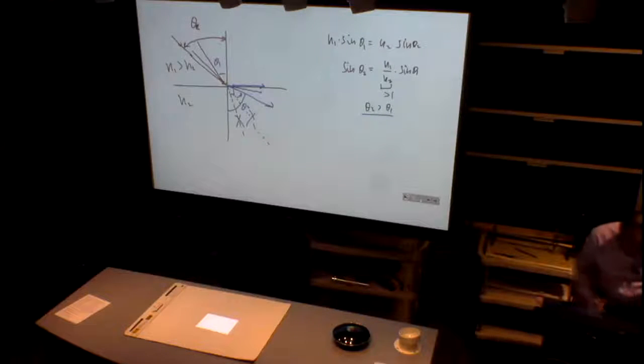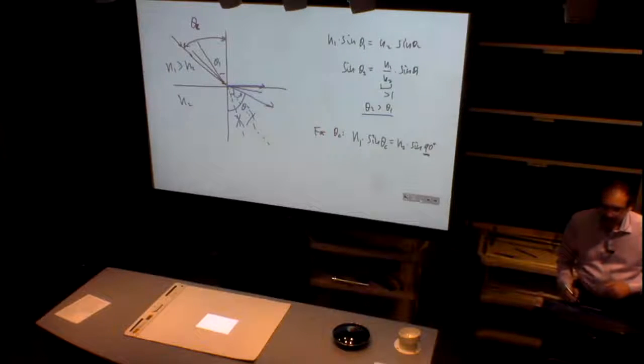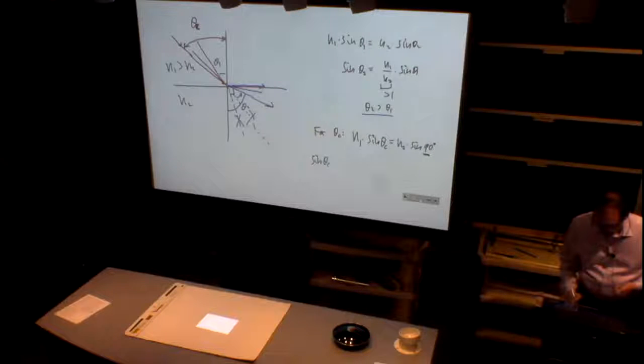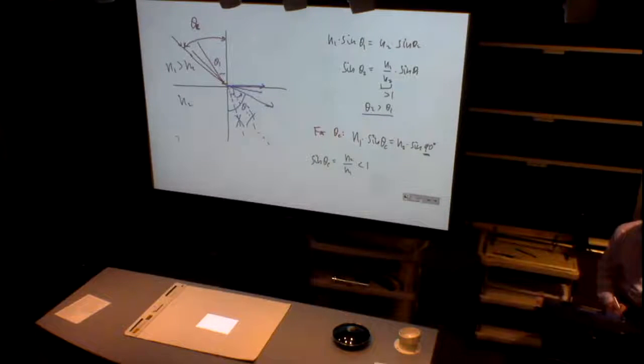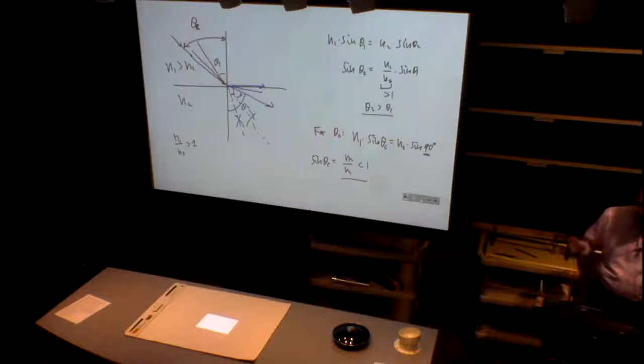So for theta critical, the equation is n1 times the sine of the critical angle should be equal to n2 times the sine of 90 degrees, the maximum value for the angle of refraction. So the sine of this angle should be equal to just this ratio, which is actually less than 1, which is good. n1 over n2 is greater than 1, but this ratio is the opposite, less than 1. So this angle does exist.